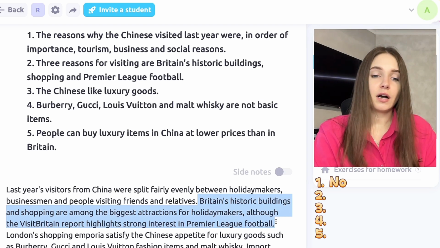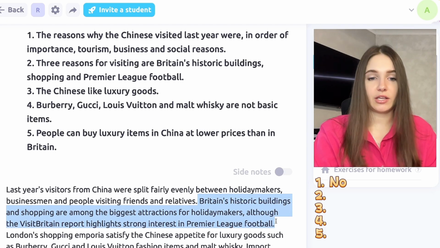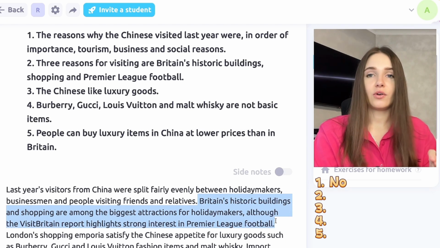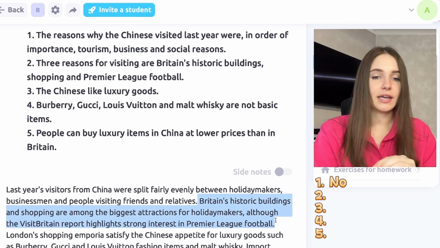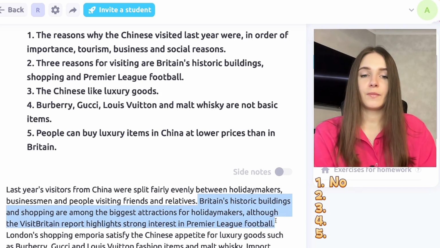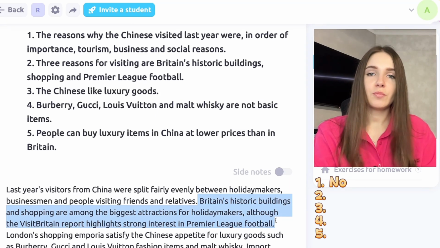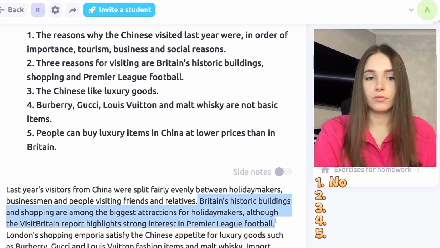But what may distract you? In the text, we see that all these 3 reasons are kind of divided. Yeah, they group together historic buildings and shopping and put separately Premier League football. So in here you might think that, oh, maybe Premier League football is more important, but no.